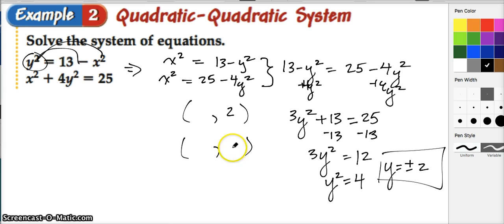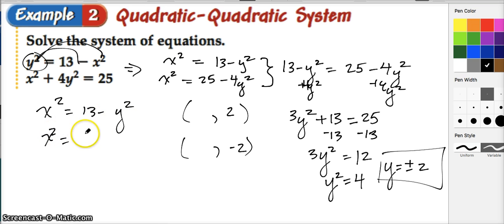and now I need to find my corresponding x values. And I can use any one of the equations I like. I'll use this first one, x squared is equal to 13 minus y squared. X squared is what we're looking for. 13 minus y squared would be 13 minus 4. So x squared is equal to 9. If x squared is equal to 9, then x is equal to plus or minus 3.